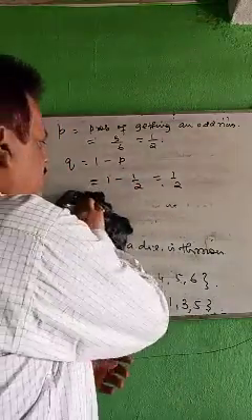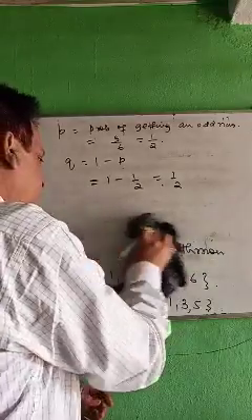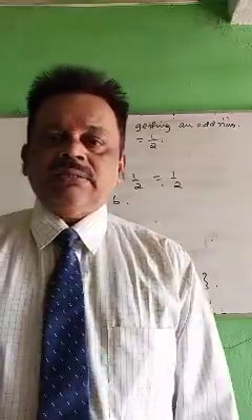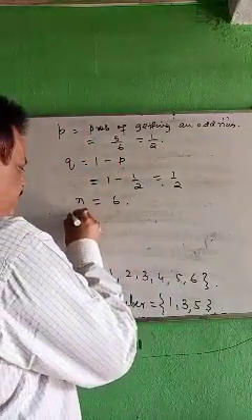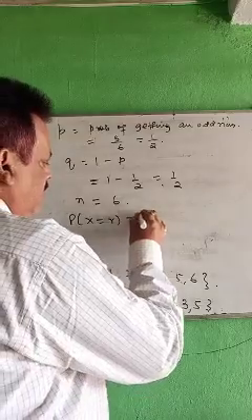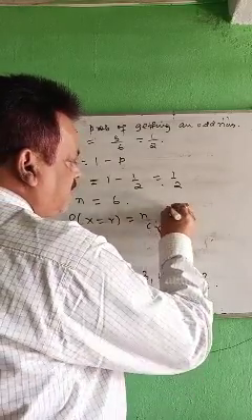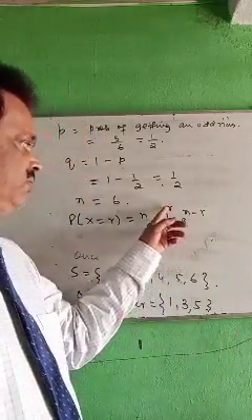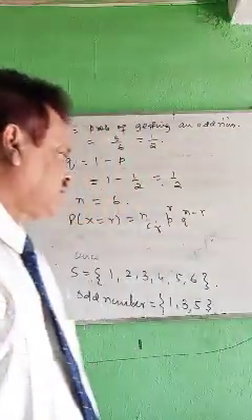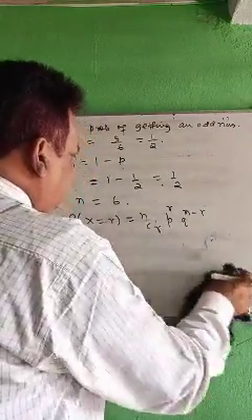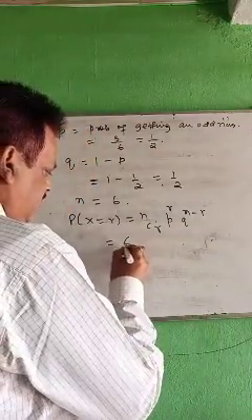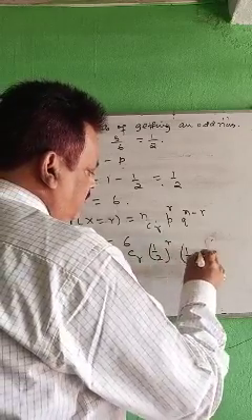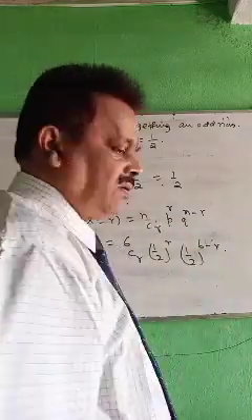Okay. Then the question is, what is N? How many trials have you taken? N equals 6. So what is the formula of binomial distribution? NCR, success power R, failure power N minus R. NCR P to the power R Q to the power N minus R. N is 6. So 6CR, 1 by 2 to the power R, 1 by 2 to the power 6 minus R.